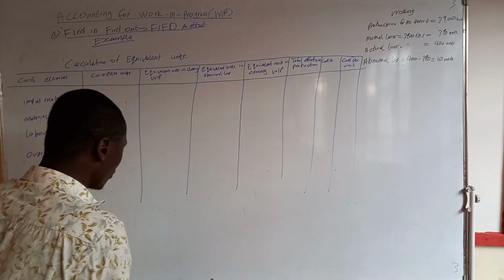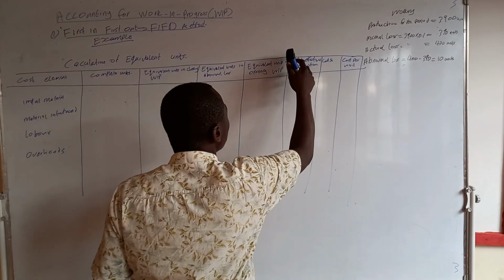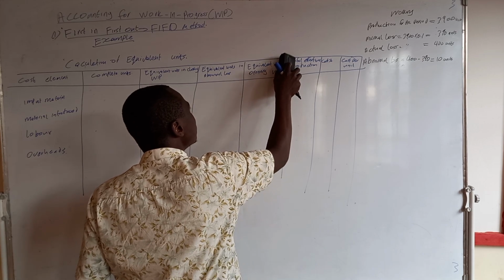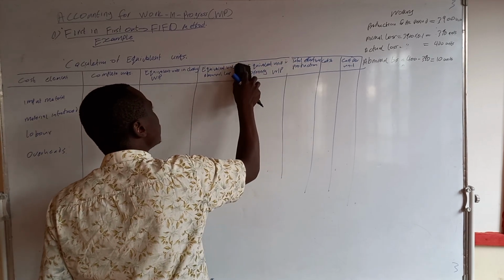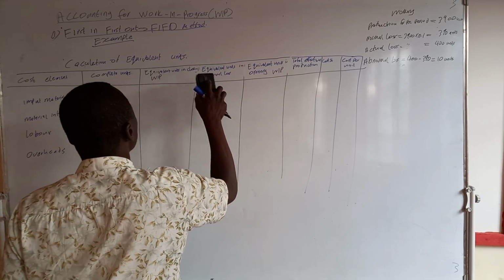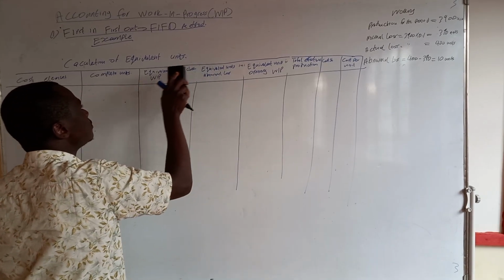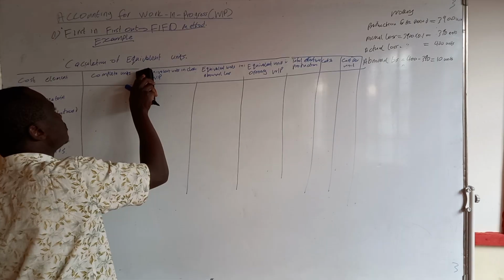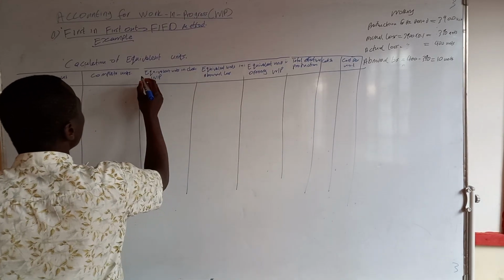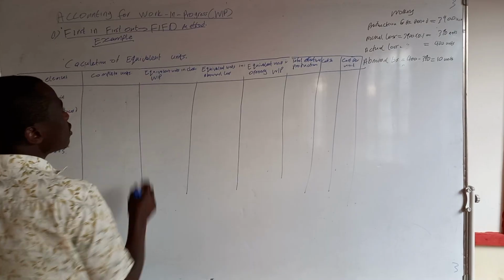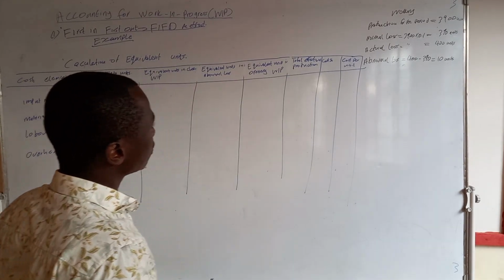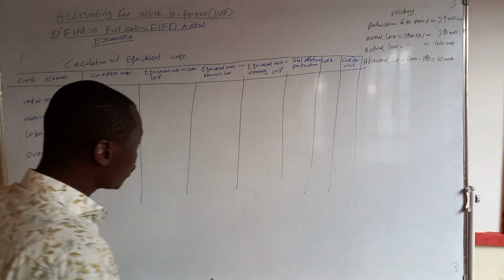Now, I want to do away with some parts. This line. Now, we do away with this line. Let's do it one time. Now, what is our total effective production?